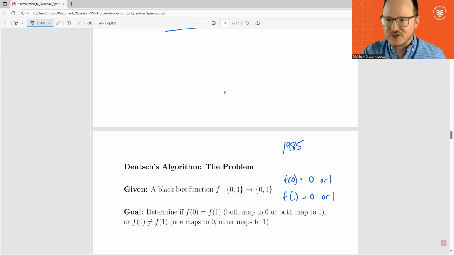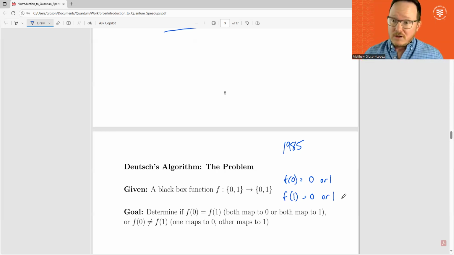And so my function maps 0 to something and maps 1 to something. Because there are two options for what 0 gets mapped to and two options for what 1 gets mapped to, there are four different functions you could have. They're either both 0, 0 and 1, 1 and 0, or both 1, right? So it's like the truth table. So there are four different functions that you could have.